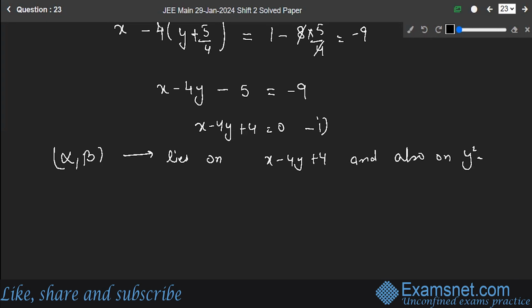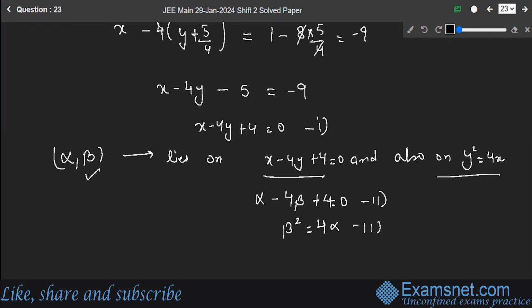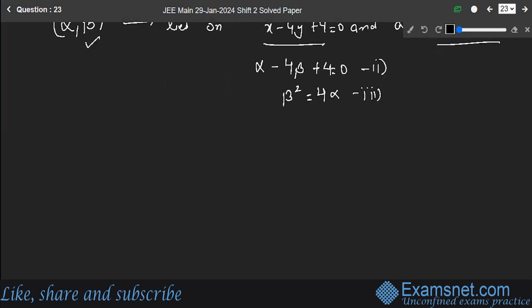Also on y square is equal to 4x. So this alpha beta satisfies both these equations. Let's say this is alpha minus 4 beta plus 4 is equal to 0. Let's say this is equation 2. Also beta square is equal to 4 alpha. Let's say this is equation 3. Now let's solve both of them.